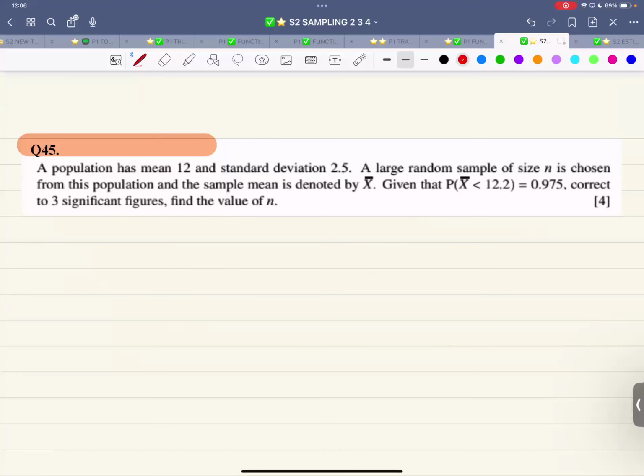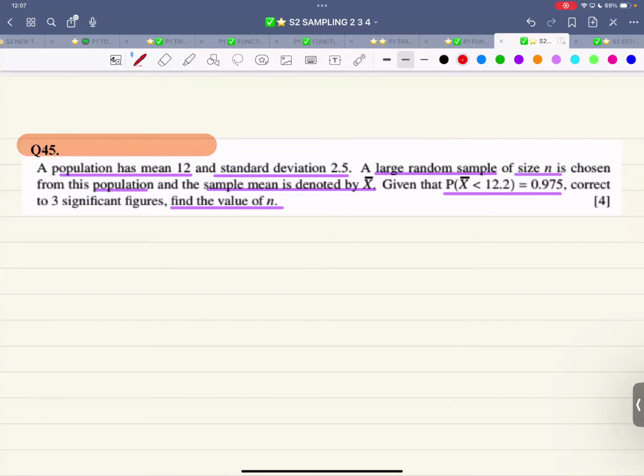Something about back solving. It says a population has a mean 12, standard deviation 2.5, a large random sample. Now, it does not say it follows a normal distribution. It says a large random sample of size n is chosen from this population, and the sample mean is denoted by x bar. Given that probability of x bar lesser than 12.2 is 0.975, correct to 3SF, find the value of n. So this is just like a back solving question that you just did.